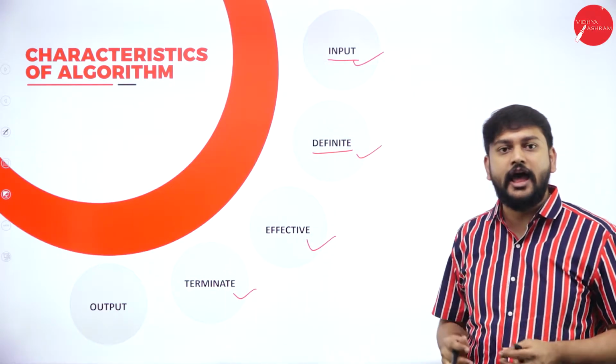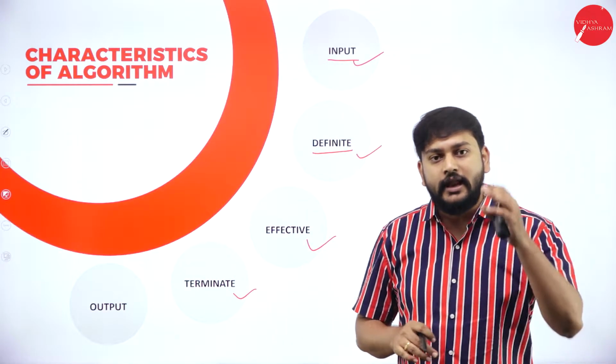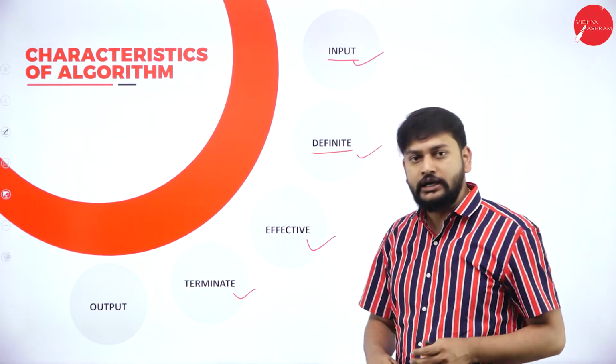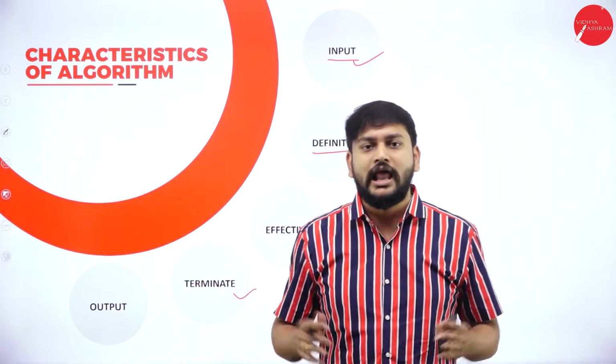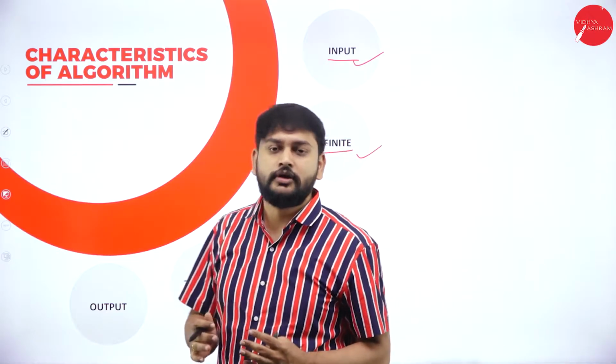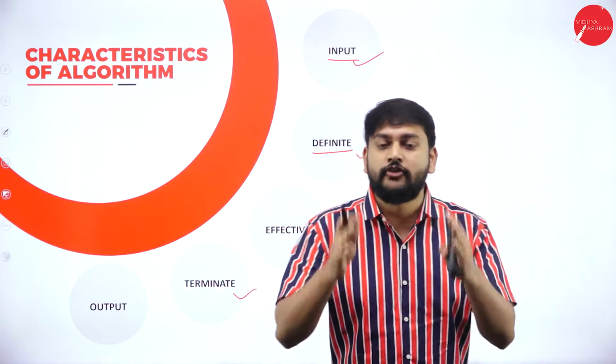The third one that I have is effective: I must write feasible statements. The next one that I have is terminate. My execution should stop at the end, it should complete. The last one, I should have some output from that algorithm. So these should be the characteristics of a good algorithm.